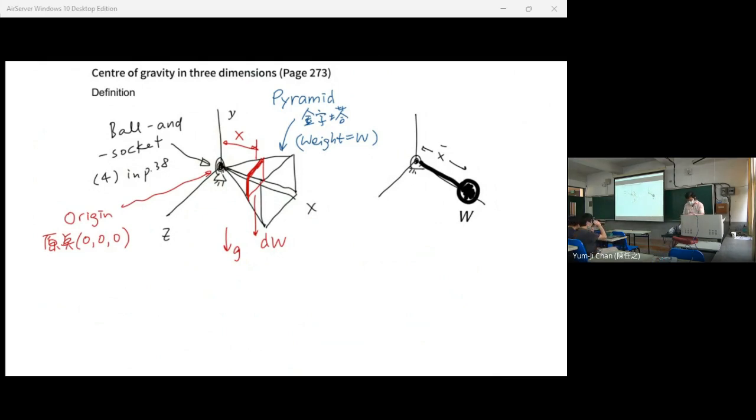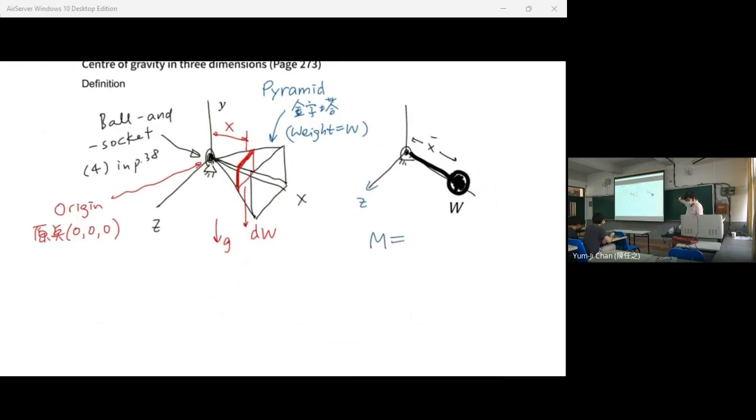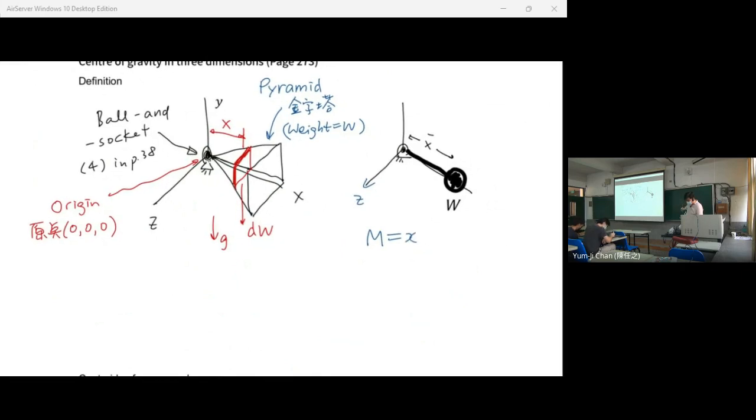So let's write it down in this way. X, Y, and Z. In the system on the right, of course, the moment is equal to X bar times W, or I would say we use the cross product. And how about on the left?